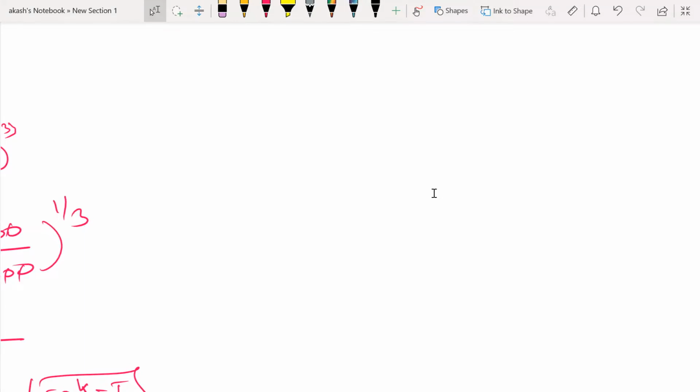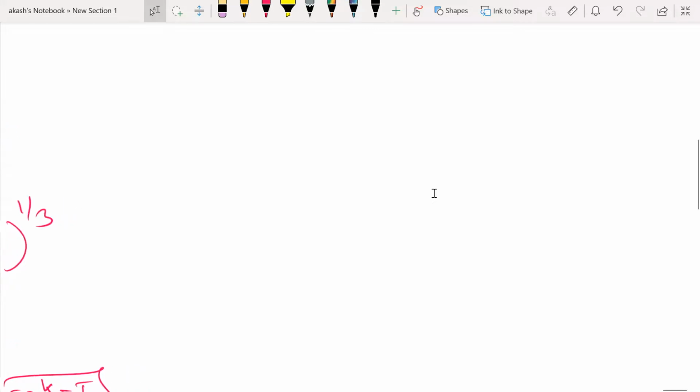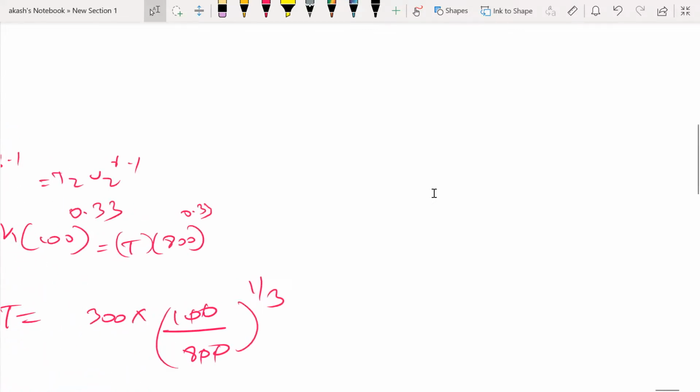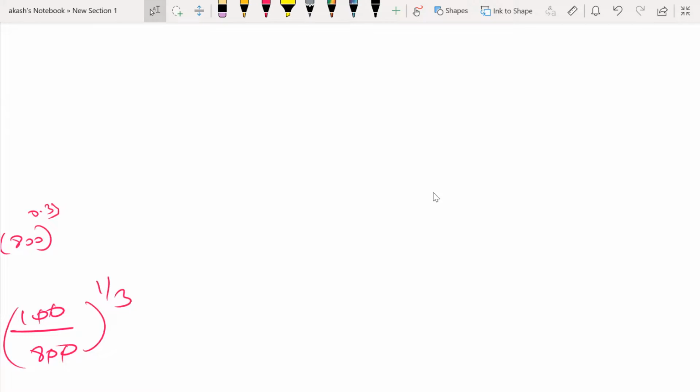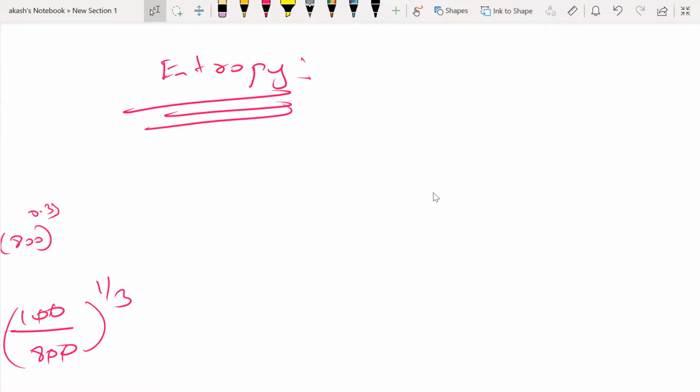Okay, so people, I am going to introduce you to a particular term now. The term which I want you to get introduced to is entropy. This is a thermodynamic quantity. Just like how you have work, Q, delta E, we have something called entropy, which is denoted by the capital letter S. So what exactly is this entropy?